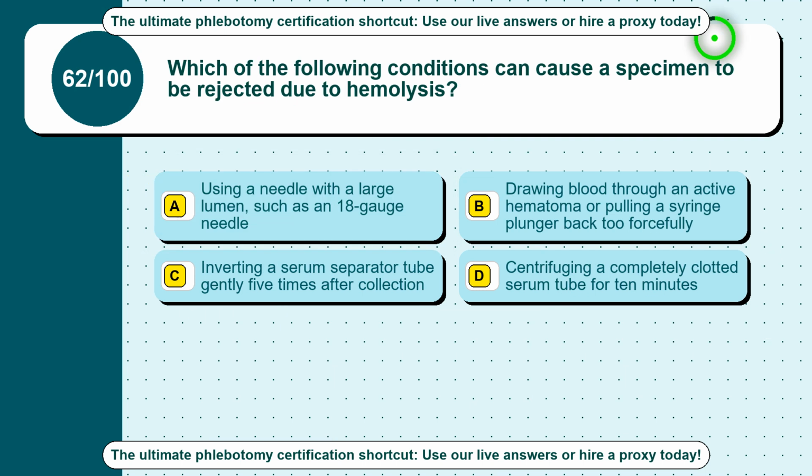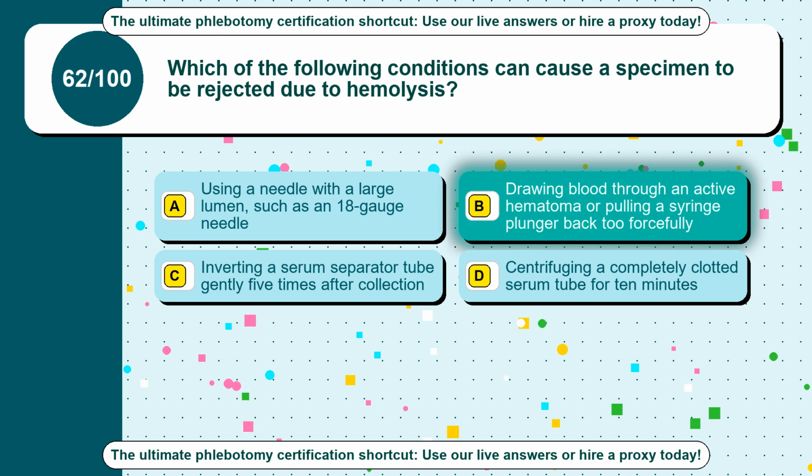Question 62. Which of the following conditions can cause a specimen to be rejected due to hemolysis? Option A. Using a needle with a large lumen, such as an 18-gauge needle. Option B. Drawing blood through an active hematoma or pulling a syringe plunger back too forcefully. Option C. Inverting a serum separator tube gently 5 times after collection. Option D. Centrifuging a completely clotted serum tube for 10 minutes.